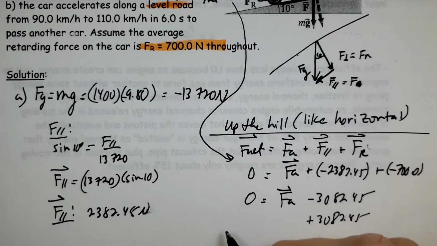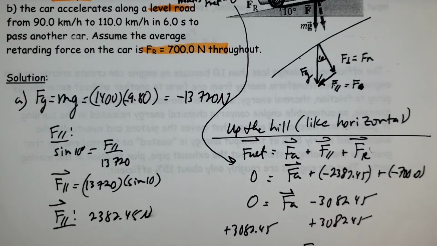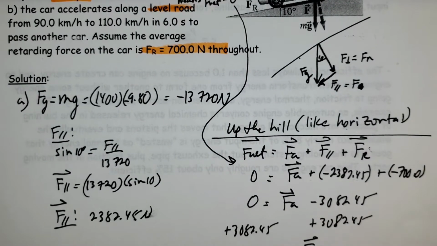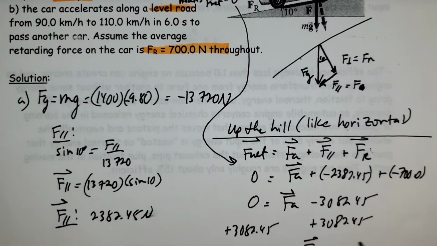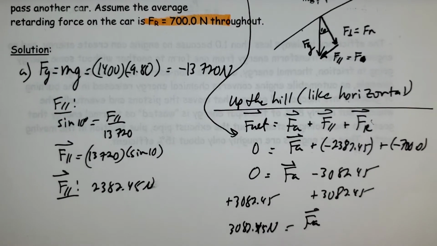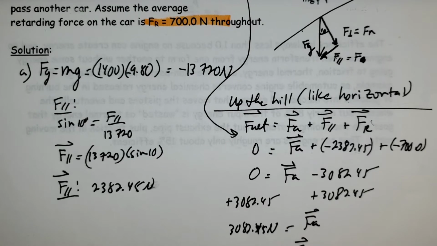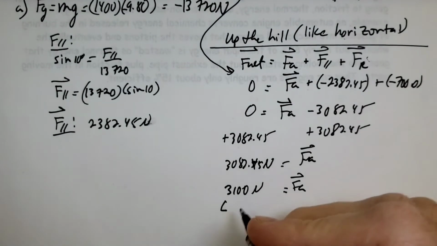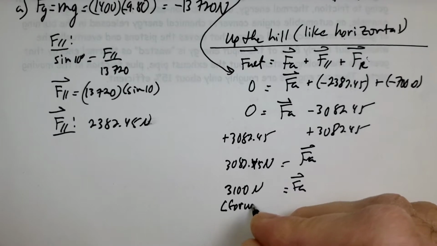Add that to each side. And FA works out to be 3082.45. That is what I'm going to have to apply to go against that. Of course, we could round that off to 2 sig figs, 3100. But if I'm using it in the calculation, I'm going to use the non-rounded off answer.